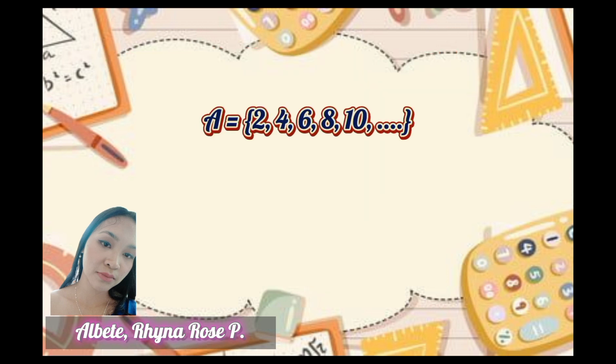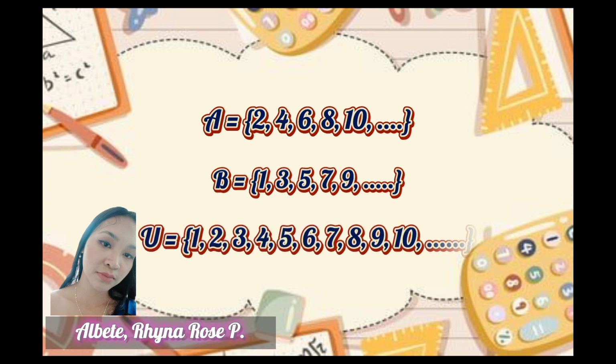Suppose set A consists of all even numbers such that A = {2, 4, 6, 8, 10, ...}, and set B consists of all odd numbers such that B = {1, 3, 5, 7, 9, ...}. The universal set U consists of all natural numbers such that U = {1, 2, 3, 4, 5, 6, 7, 8, 9, ...}. Therefore, as we know, all the even and odd numbers are a part of the natural numbers. Therefore, set U has all the elements of set A and set B.